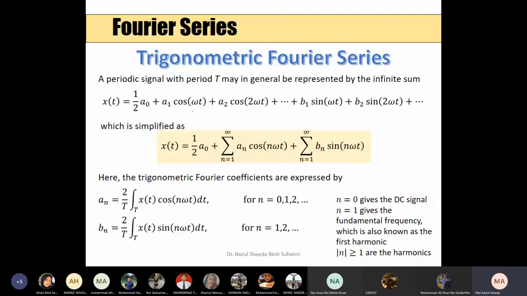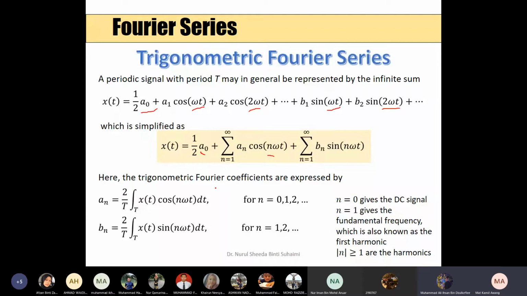So basically this is the first harmonic. This is actually the fundamental frequency. This is the second harmonic. Okay, this is the DC term. A naught is the DC term, and this equation can be simplified in these terms. 1 over 2 A naught is the DC term. Then you have the cosine terms, An cosine n omega t, where n is from 1 to infinity, plus Bn sine n omega t, where n equals 1 to infinity. So this is the trigonometric Fourier series.